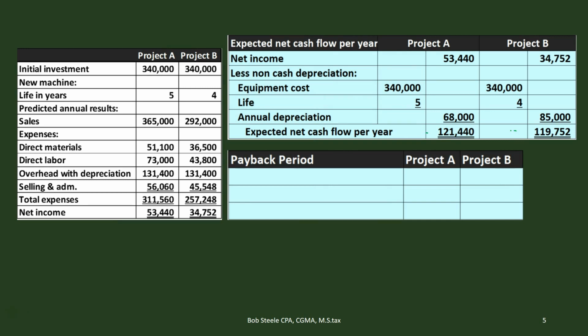Now we're going to use this information, the annual cash flow, to do our quick back of the envelope calculation for the payback period. So the payback period will just be the cost of the investment, in this case $340,000, both jobs, project A and project B.